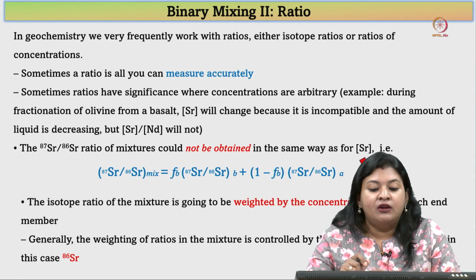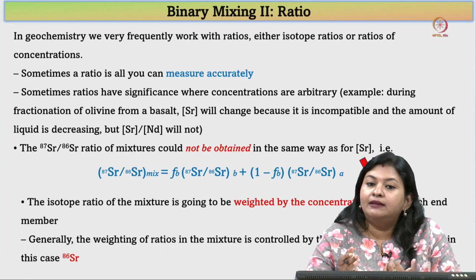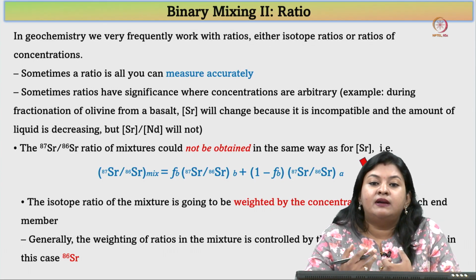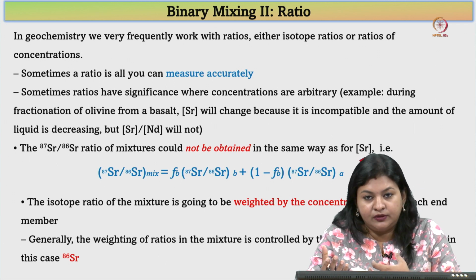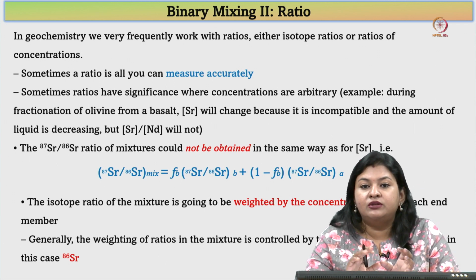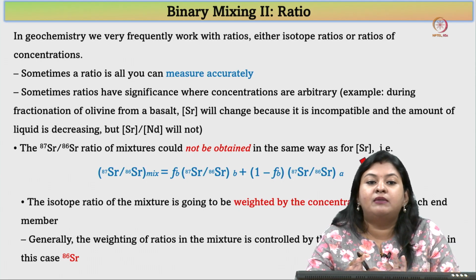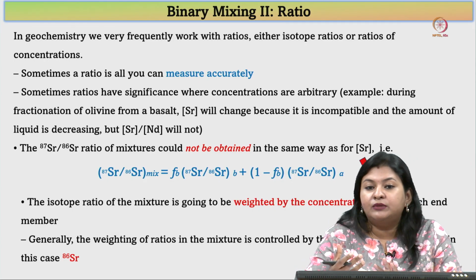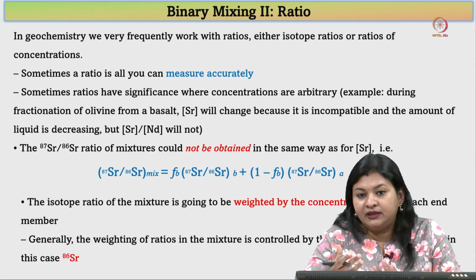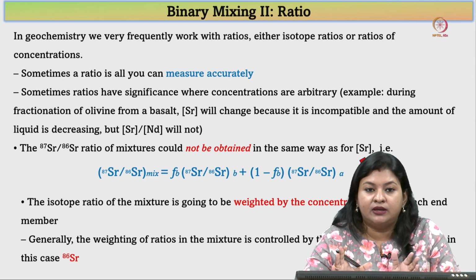For instance, strontium is a very incompatible element, that is, when there is melting going on, strontium will move to the melt phase. Okay. So, the strontium concentration will change as the liquid amount is changing. Okay. As the melt is moving away from the source from where the melt is being generated, the strontium concentration will also be changing.